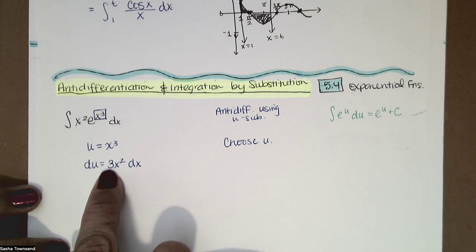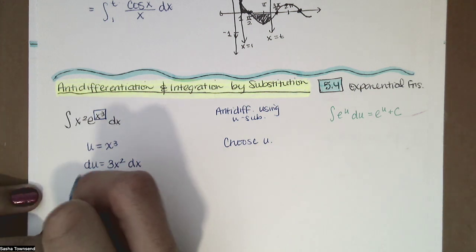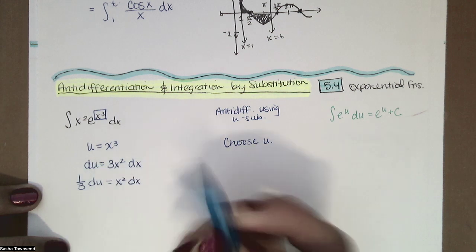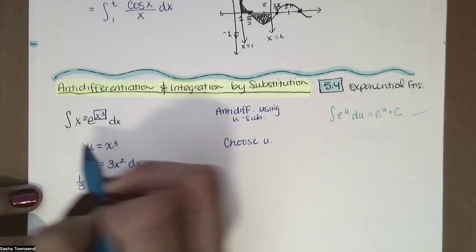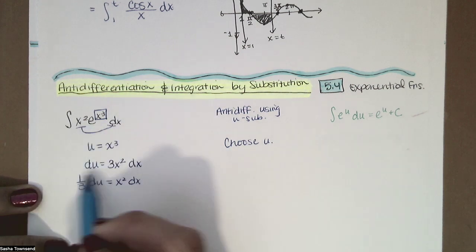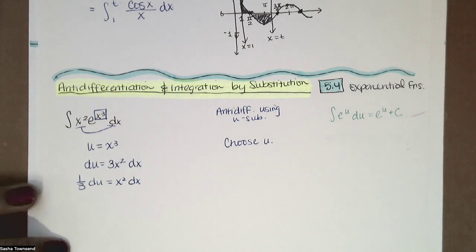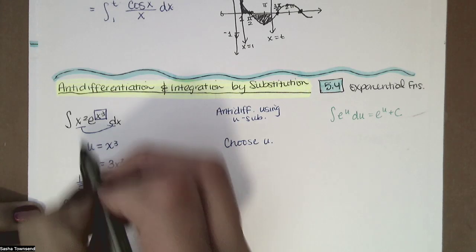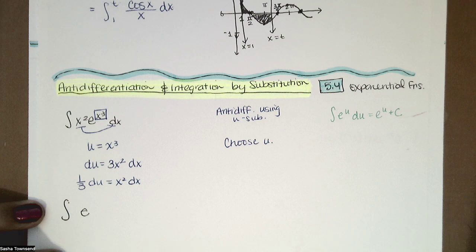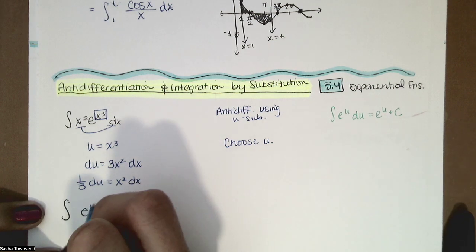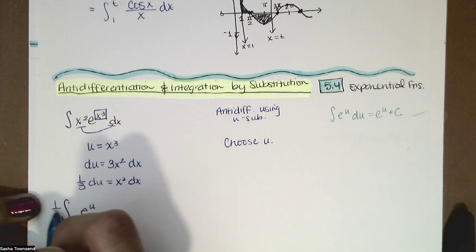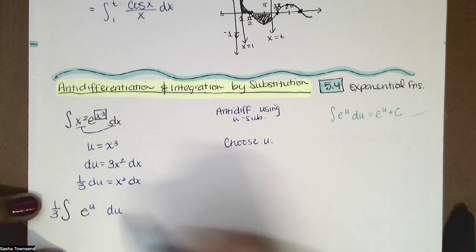So that means I don't need this 3. So I'll multiply both sides of the equation by 1/3 to solve for that x squared dx. And it turns out that the x squared dx that we actually have in the integrand can be replaced by 1/3 of du. So now we write the integral entirely in terms of u. We've got e to the u power, and this x squared dx can be replaced by the 1/3 du. I'll put the 1/3 on the far left and the du on the far right.